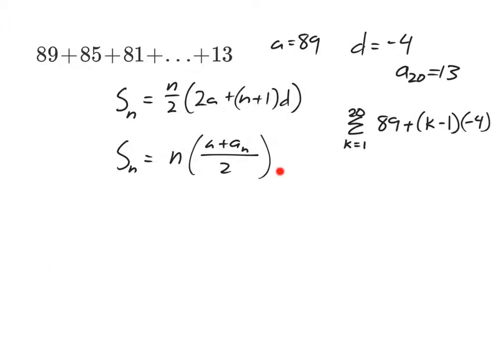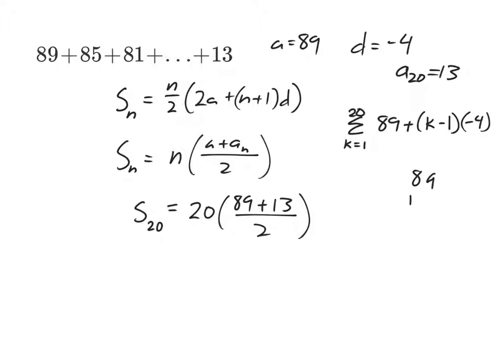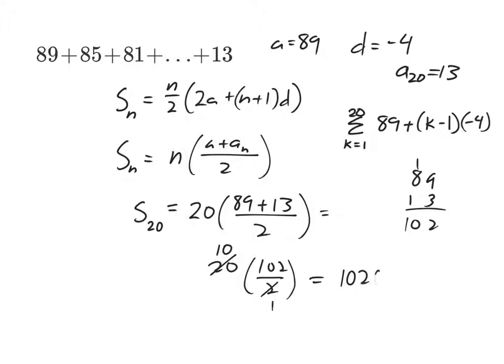Now I'm going to use this other equation and see if I get the same thing. Once again, I know it's the 20th term. So this equals 20 multiplied by my first term, which is 89, plus my last term, which is 13, all over 2. So 89 plus 13 is 102. So I get 20 multiplied by 102 divided by 2. To make things easier, I'm going to divide both by 2, so that's 10 and that's 1. So I end up getting 10 times 102, which is 1020.